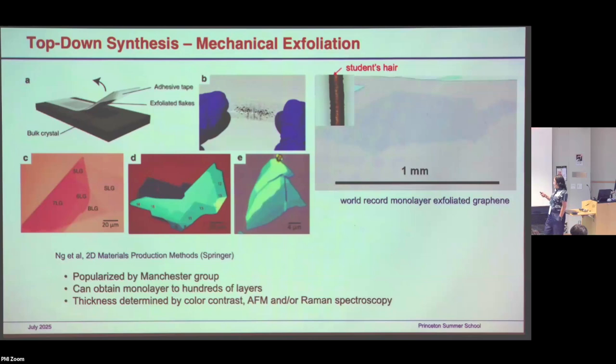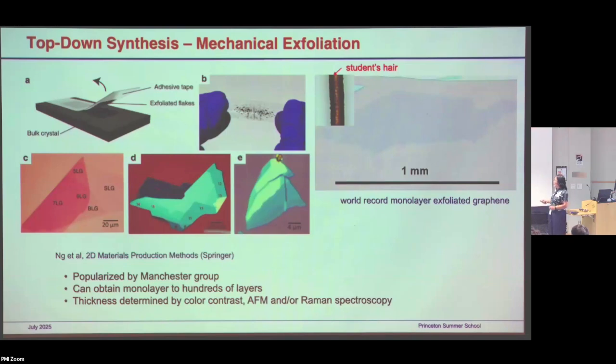Okay. So the top-down approach, in this case, if you look at physics papers, the most commonly used method is mechanical exfoliation, which of course was popularized by the Manchester group. I don't know if I should say it was invented, because I was told when I give one of these talks that this cleaving technique is also not new. It was a cleaving technique used by the STM group to produce atomically fresh surfaces and thin films.